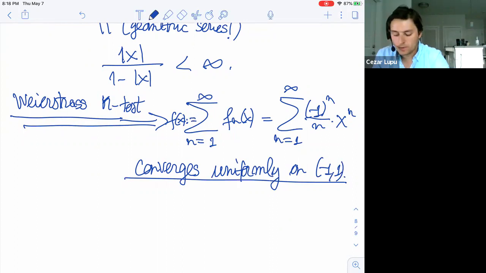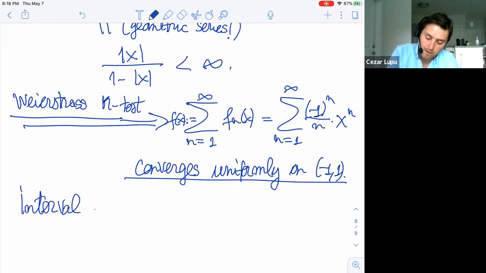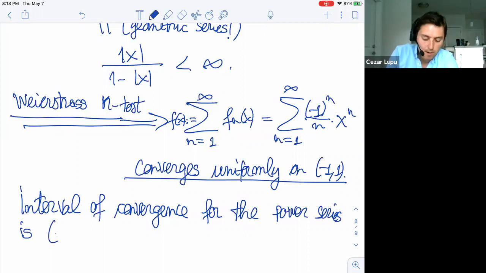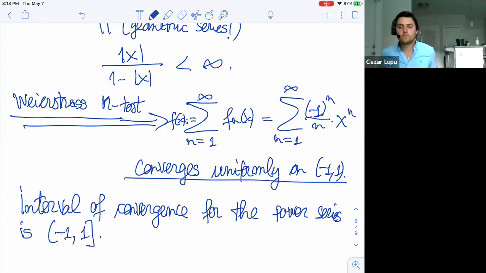So now, putting all this together, you can say that the interval of convergence for the power series is given by -1, open at -1, and 1, and we close it at 1. We close it at 1 because we've seen that at x equals 1 we have convergence. Okay, so this was the hard way of doing this.